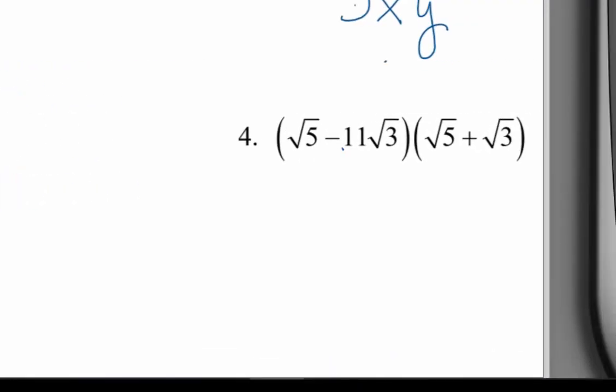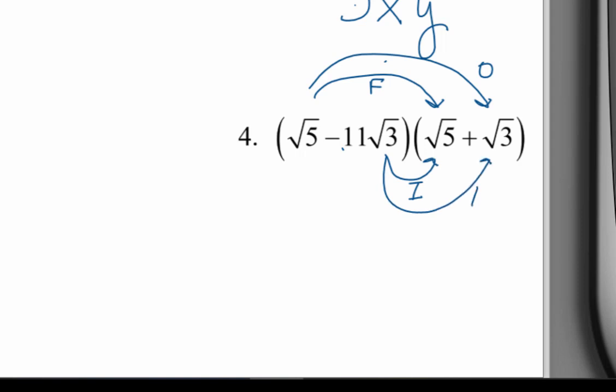Number 4. Well, what do you think? If you guessed that we're going to do some sort of foiling, first, outer, inner, and last, then you are right. So let's do that, okay? So the first is square root of 5 times square root of 5. Square root of 5 times square root of 5 is the square root of 25, which is just a 5, isn't it? So this guy we're actually going to be able to just simplify right off the bat as 5.